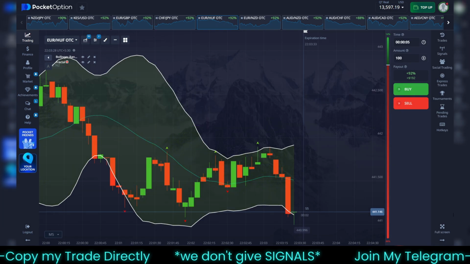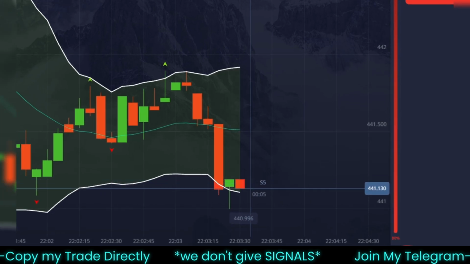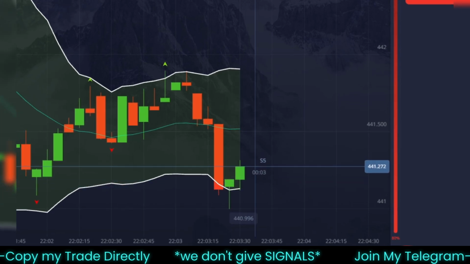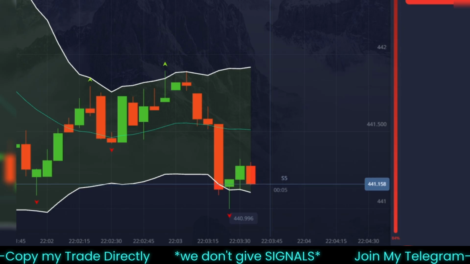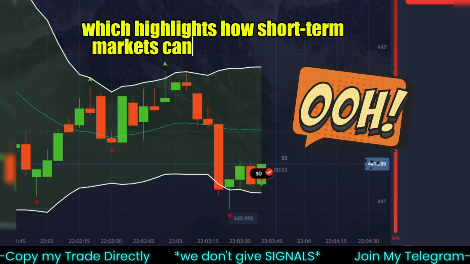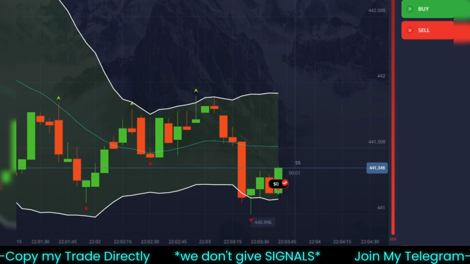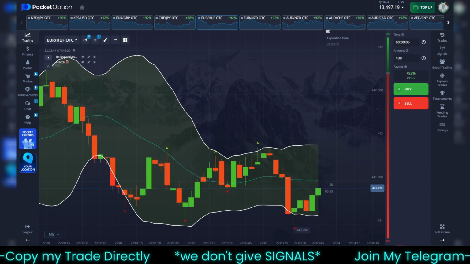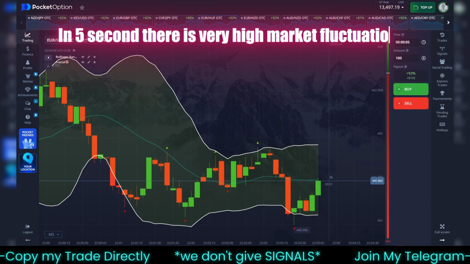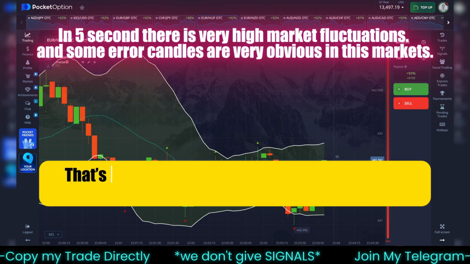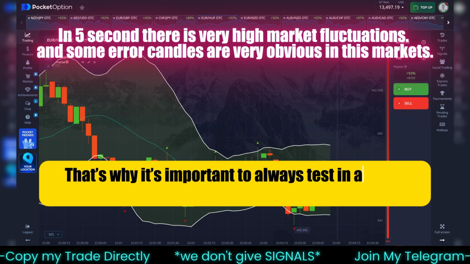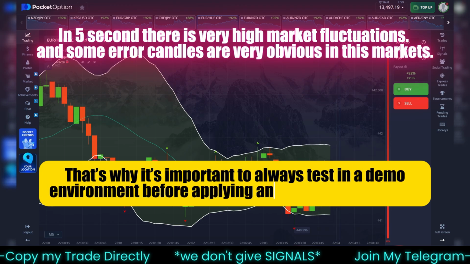Now on the same market, I was getting a setup for the upward direction, and I grabbed this opportunity and took the entry here. But this setup didn't work out in this case, which highlights how short-term markets can be unpredictable. This is a 5-second candle time frame, and in 5 seconds there are very high market fluctuations, and some error candles are very obvious in this market. That's why it's important to always test in a demo environment before applying any strategy elsewhere.